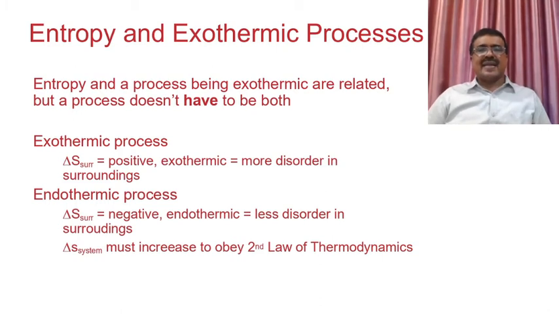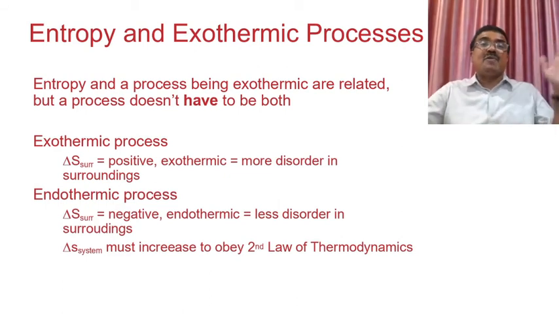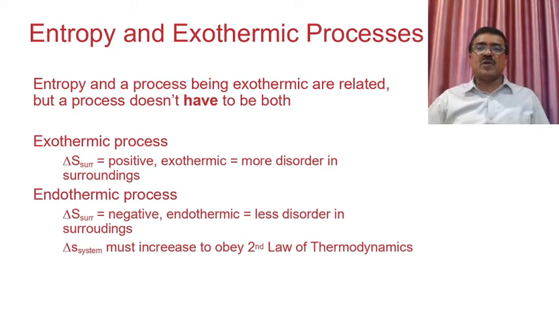Now, we can consider exothermic processes. Exothermic processes mean heat is liberated. It is given out to the surroundings. So, the surroundings' entropy will be increasing. Delta S surroundings will be positive. In an endothermic process, delta S surroundings will be negative.